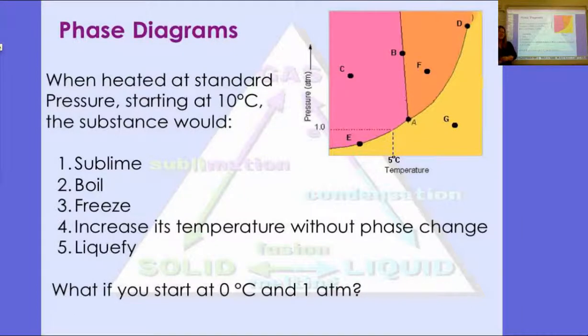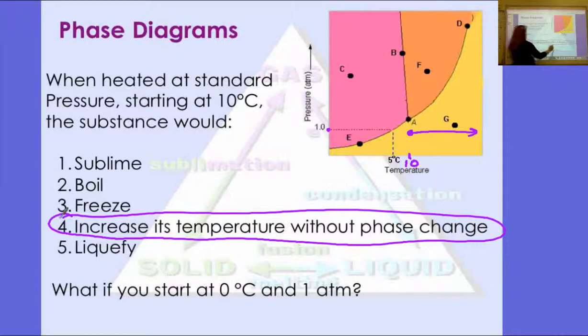How about this question? When heated at standard pressure, starting at 10 degrees Celsius, this substance would do what? When heated, my temperature is going to increase, starting at 10 degrees Celsius, which can be anywhere above 5, under standard pressure, that means I'm at 1 atmosphere. 1 atmosphere and 10 degrees Celsius puts me about here on the graph. If I heat this substance, keeping pressure the same, I'm going to increase my temperature. What happens to the substance? It increases its temperature without a phase change because it never goes out of that gas range.